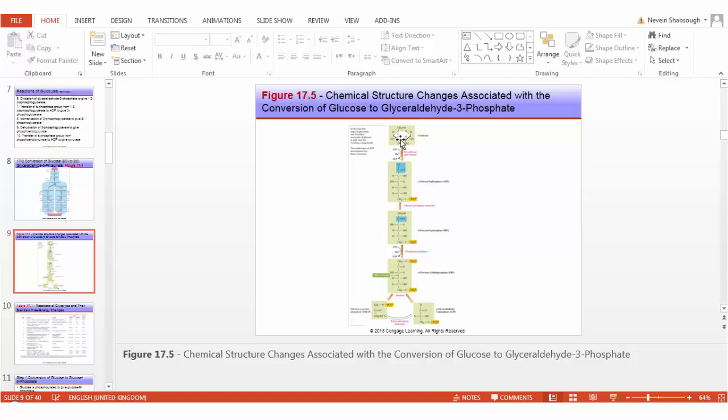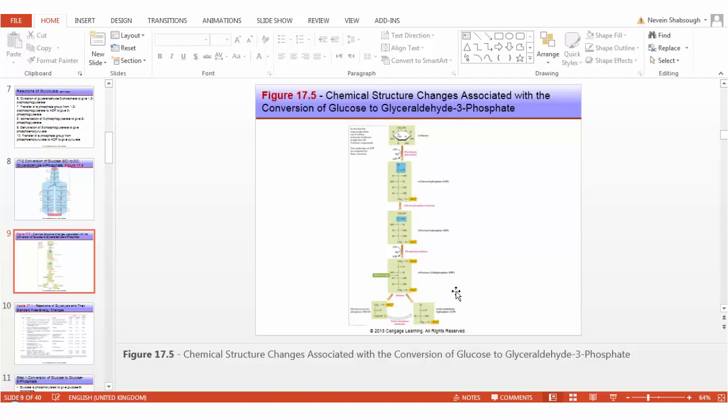Notice here we have glucose in the preferred Haworth projection formula, and these are the Fischer projection formulas, the ones we studied in chapter 16. And here you can see the place of the aldol cleavage. This is the aldol cleavage here, to produce dihydroxyacetone phosphate and glyceraldehyde 3-phosphate.